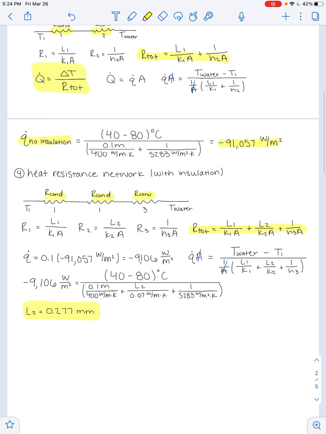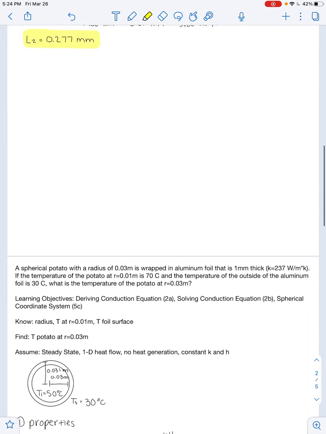Then, knowing that we want to reduce the heat loss by 90%, the new heat flux is determined to be negative 9,106. And if we plug that into this equation that we used above, we can determine the thickness of the insulation to reduce the heat loss by 90% to be 0.277 millimeters.